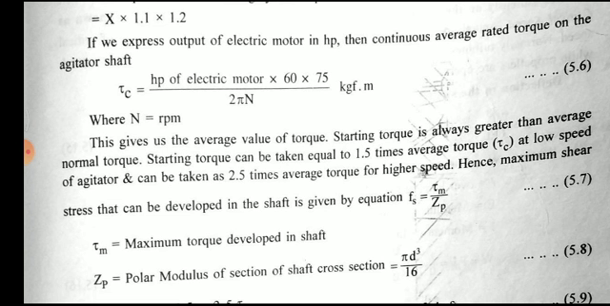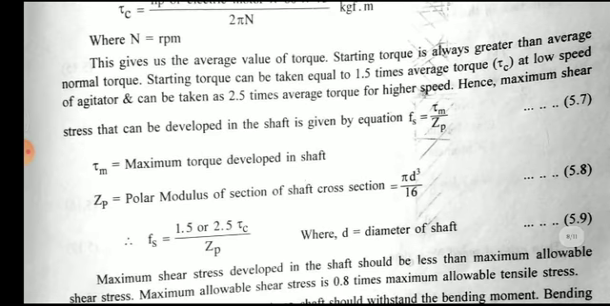So N is rpm, and this gives us an average value of torque, and the starting torque is always greater than the average normal torque. So the starting torque can be taken equal to 1.5 times the average torque at a lower speed of agitator, and it can be taken as 2.5 times the average torque at the higher speed, and the maximum shear stress that can be developed in the shaft is given by this equation.